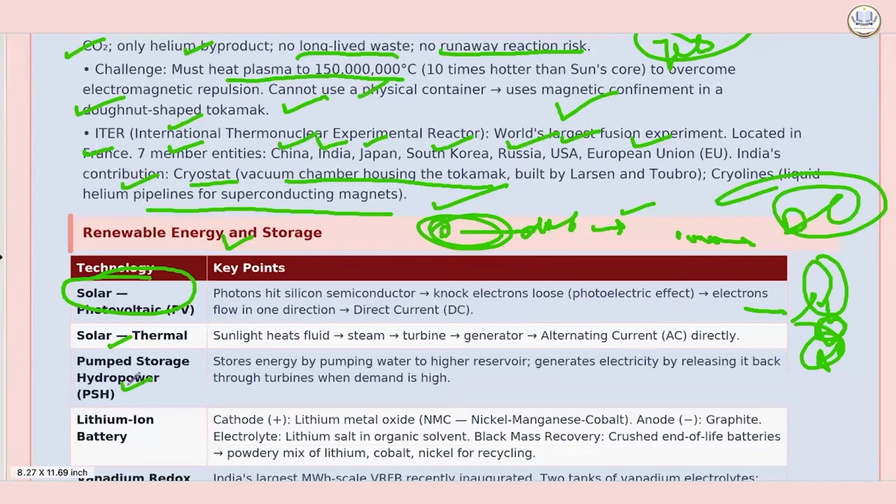Then we have pumped storage hydropower. It stores energy by pumping water to high reservoirs, and generates electricity by releasing it back through turbines when demand is high.